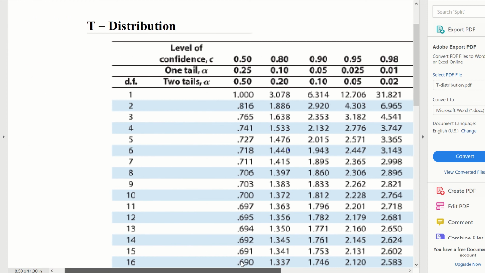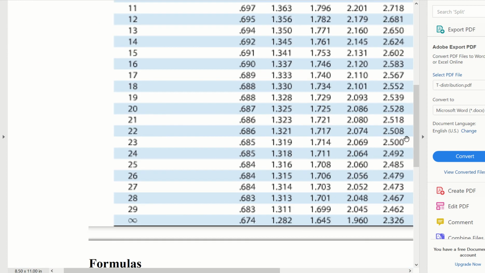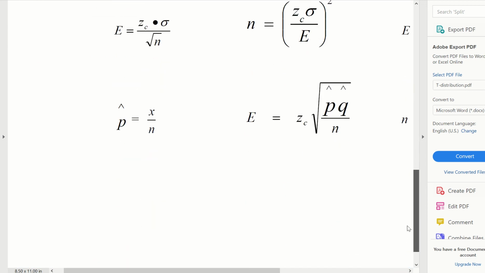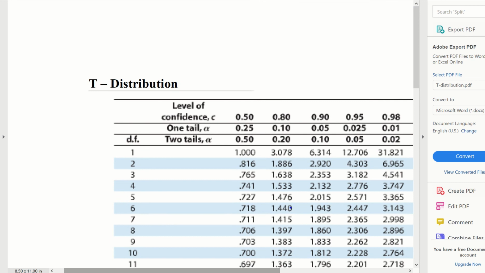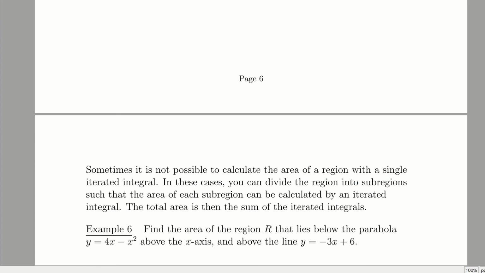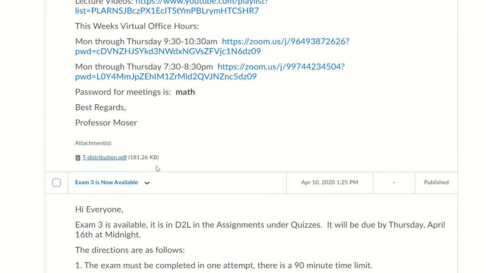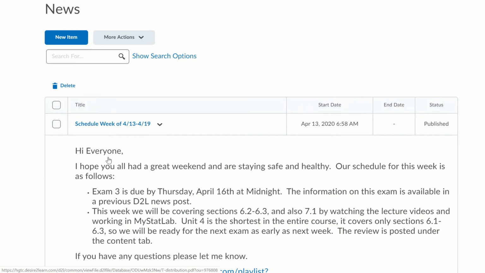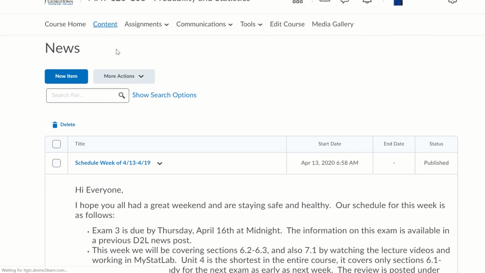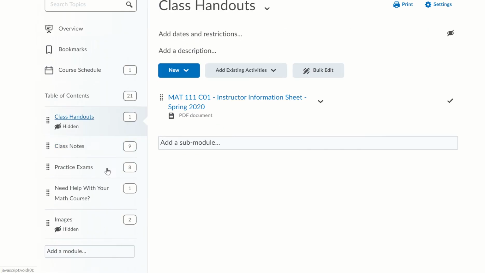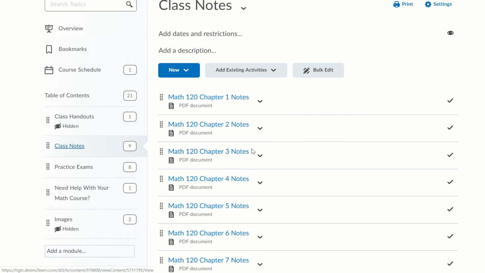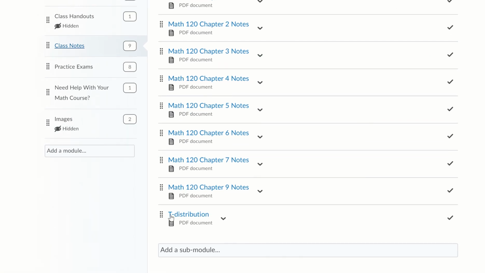This chart you can use for the next exam. I also have the formulas for this chapter included at the very bottom. And where you can find this chart, I've posted it in D2L. It's attached to this current week's news announcement, and it's also under the content tab in D2L. You can find this under the class notes. We have all of the notes for the course, and then at the very bottom is this T distribution chart that has the formula sheet as well.